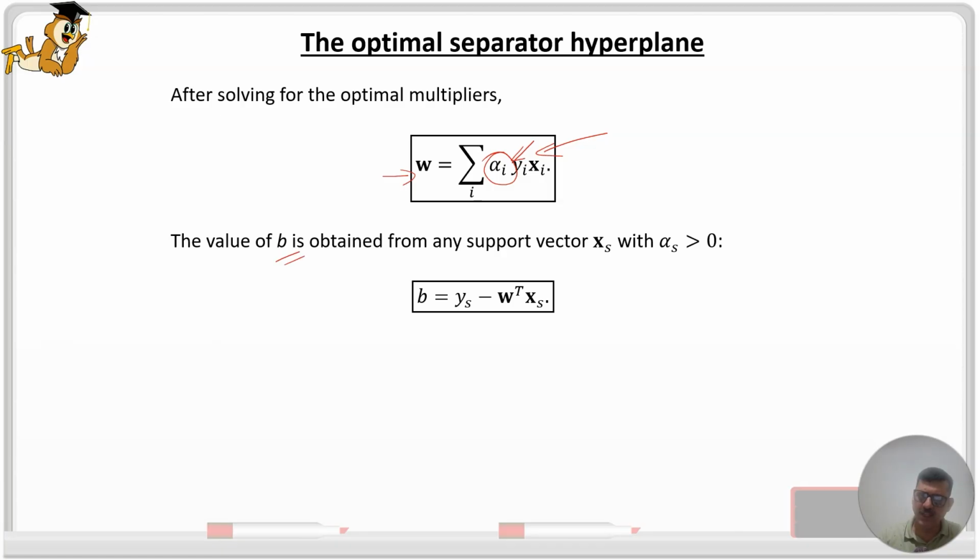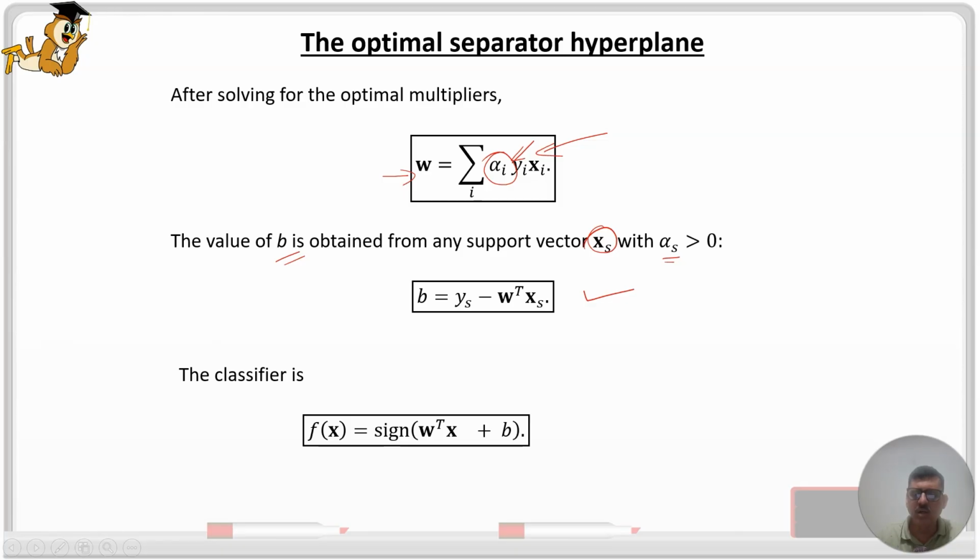The value of b can also be obtained by using any one support vector. You can take any one support vector s whose alpha s is greater than 0, and then by substituting you get b equal to ys minus w transpose xs. Okay, so this is how you get the value of b.